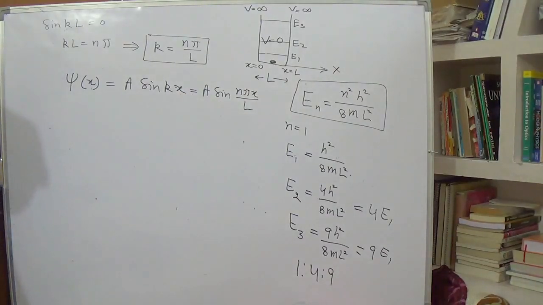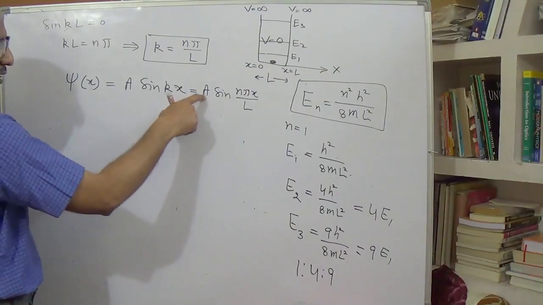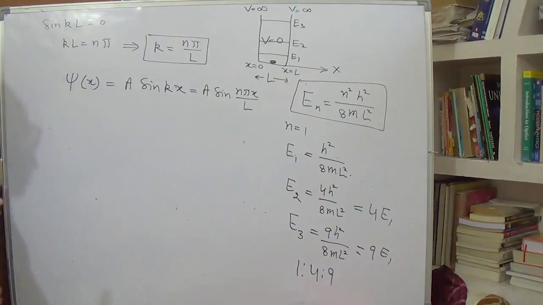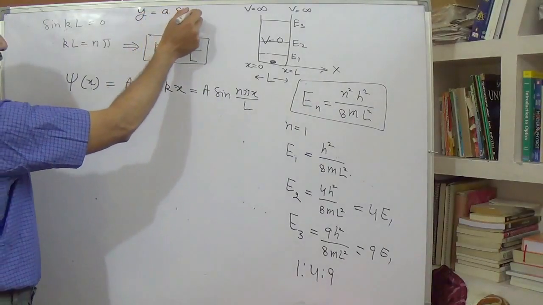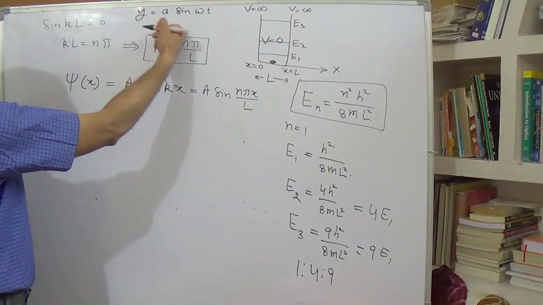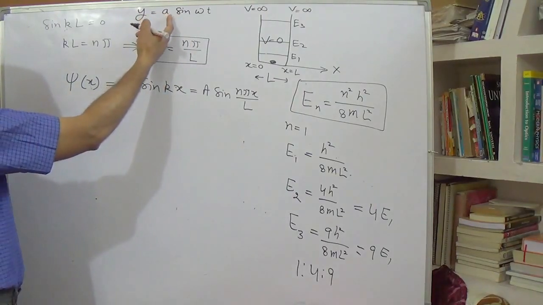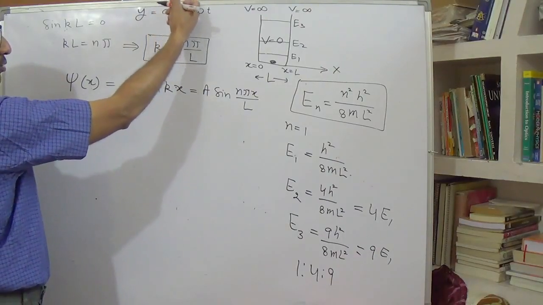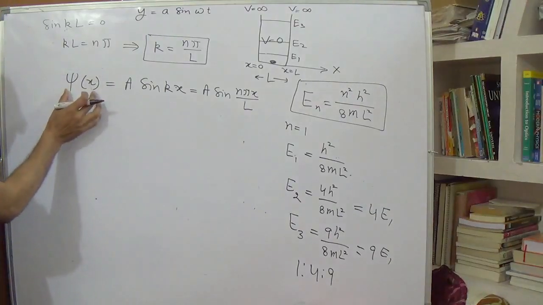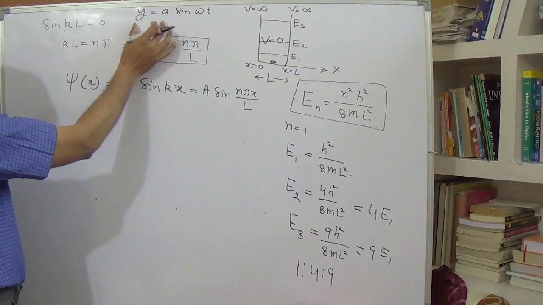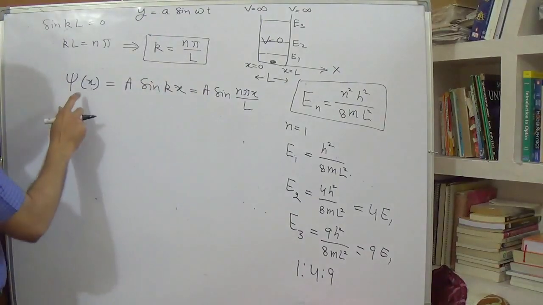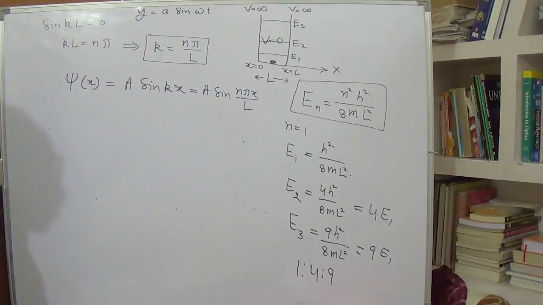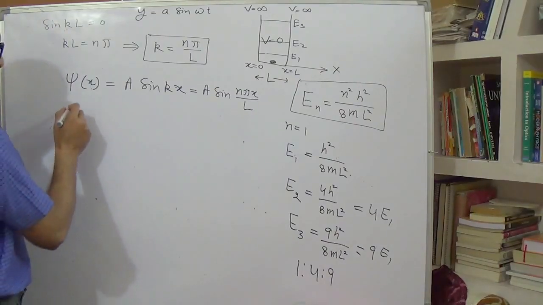What is the meaning of normalization? This A is equivalent to the amplitude of the wave. In simple harmonic motion, we define the displacement y is equal to A sine of omega t plus kx, or if I write it in exponential form, y is equal to A e to the power i omega t minus kx. So when I compare this wave function with this simple displacement of a particle in terms of a wave, A is equivalent to the amplitude. Right now I am saying that this wave function is not normalized, so I have to normalize it. What is the condition of normalization?